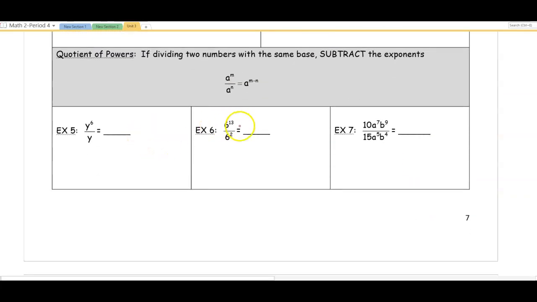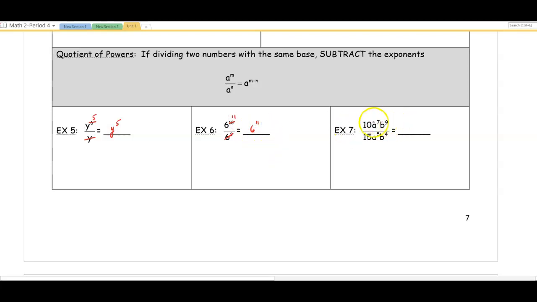Quotient powers, again, we talked about this. If you have 6 y's on top, 1 on bottom, I can cancel 1 out. What do I have left? 5 up top, so y to the 5th. 6 to the 13th over 6 squared, right? I can cancel out 2. If I take 2 off the top, what do I have left? 6 to the 11th power.